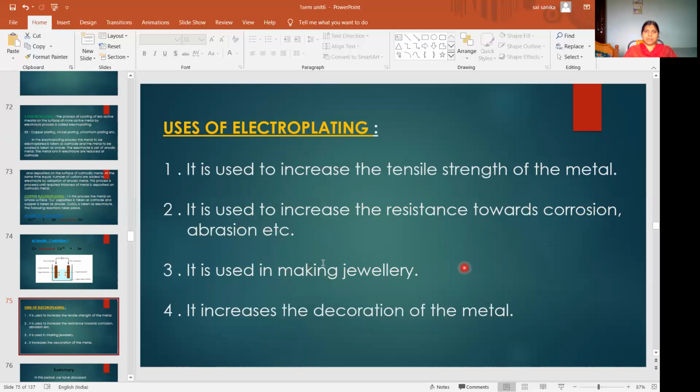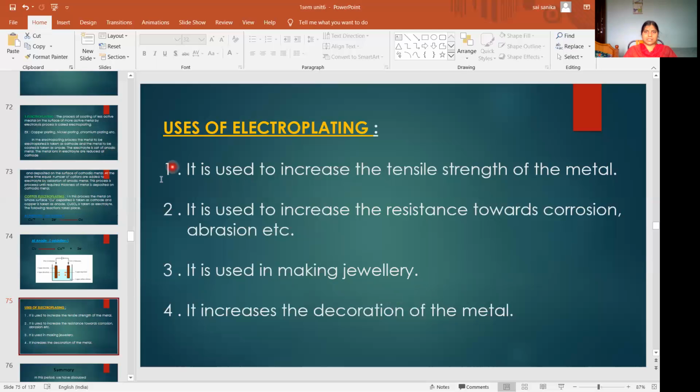For some ornaments, for silver ornaments, we will coat gold. So we are coating with gold. That's how we can use electroplating. So electroplating is also used in jewelry. Gold is plated on silver. Then next, to increase the decoration of the metal, to enhance the beauty of the metal, we will electroplate. So these are some of the applications of electroplating.